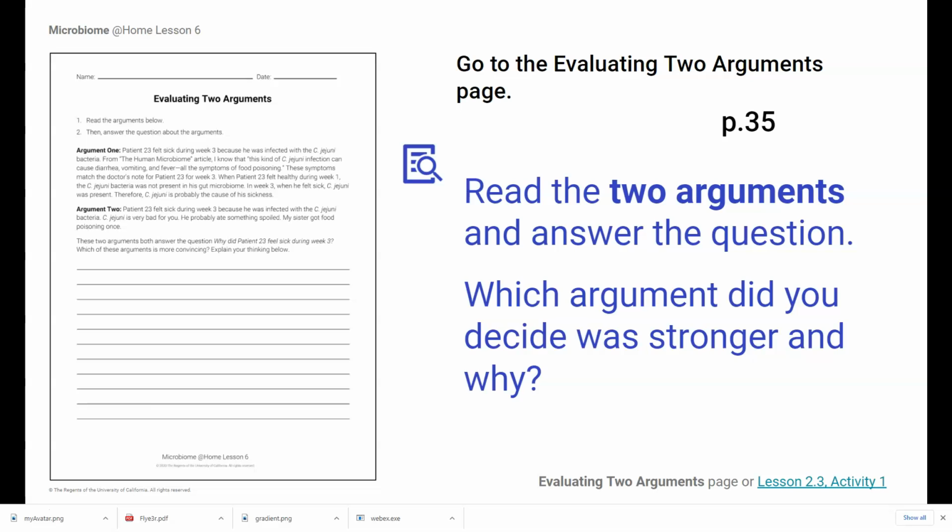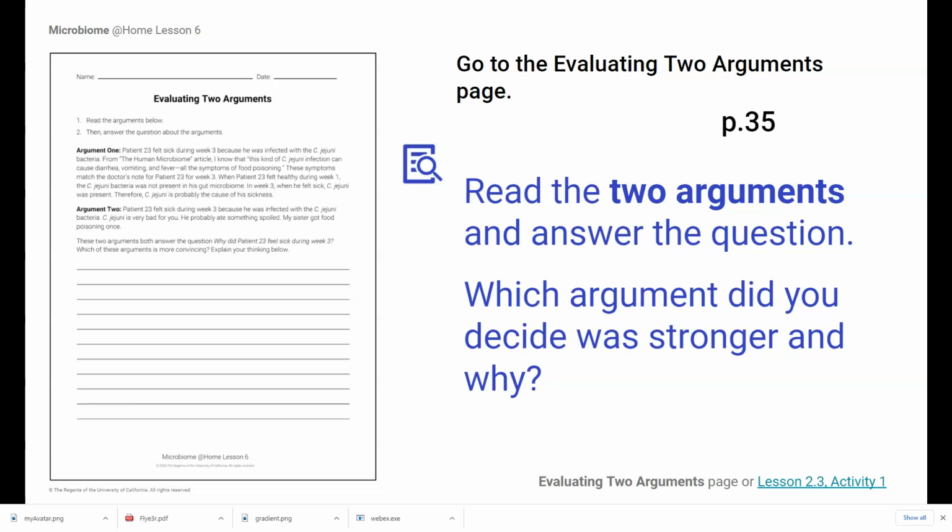Argument 1. Patient 23 felt sick during week 3 because he was infected with the C. jejuni bacteria. From the Human Microbiome article, I know that this kind of C. jejuni infection can cause diarrhea, vomiting, and fever, all the symptoms of food poisoning. These symptoms match the doctor's note for patient 23 for week 3. When patient 23 felt healthy during week 1, the C. jejuni bacteria was not present in his gut microbiome. In week 3, when he felt sick, C. jejuni was present. Therefore, C. jejuni is probably the cause of his sickness. Sounds pretty sound to me.